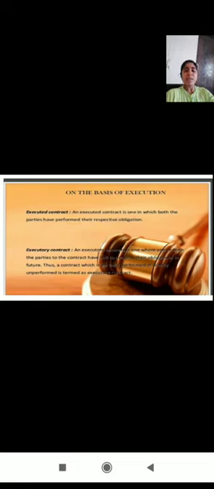And next one is on the basis of the execution. We have two types: executed contracts and executory contracts. While we are implementing the contract, there are two types, executed and executory. Executed is nothing but both the parties have performed their obligations. Here A wants to sell his car and B wants to buy the car. So A sold the car and B bought that car from A. Here both the parties have done their obligations. So this is an executed contract.